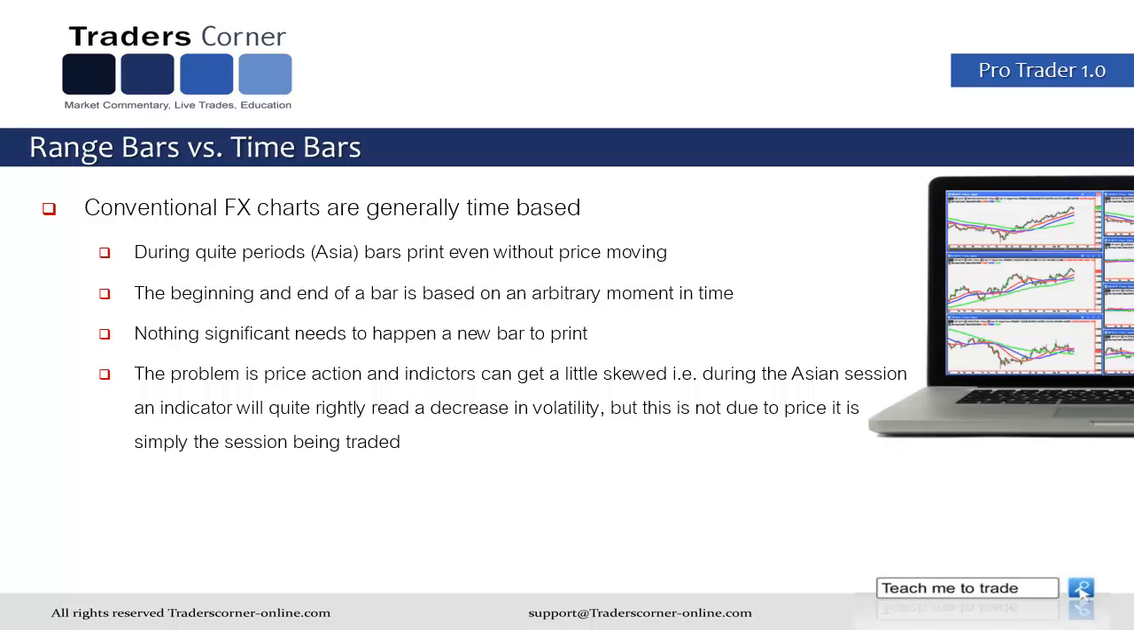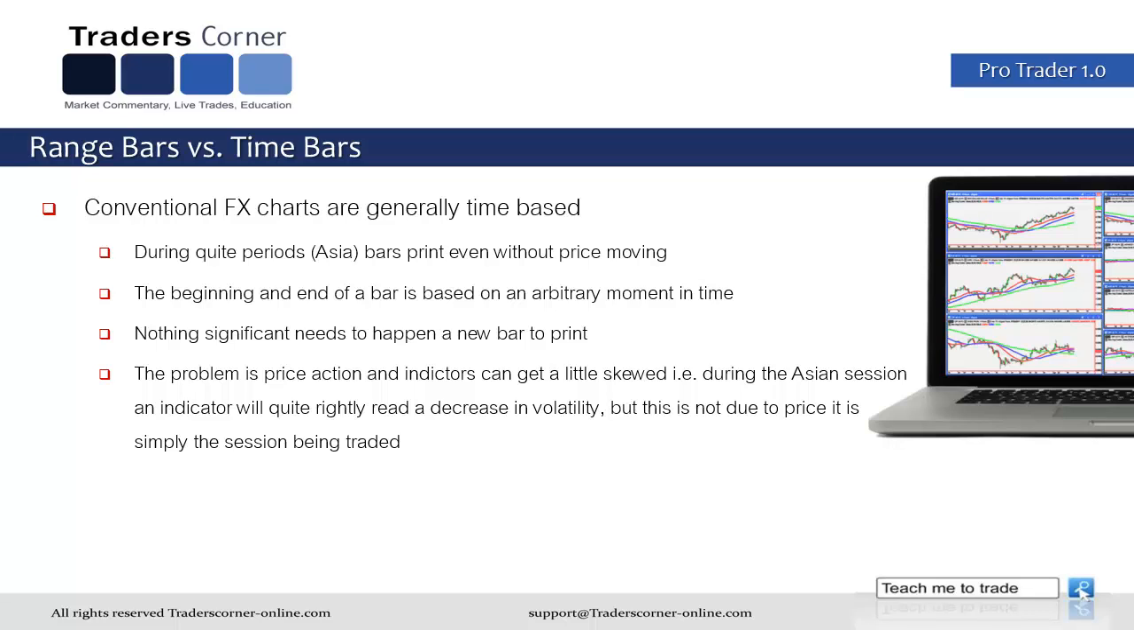Now, the problem for me with time-based charts is during quiet periods, so things like the Asian period, bars print for no reason whatsoever. Okay, the beginning and the end of the bar is based on an arbitrary moment in time. So in the Asian sessions when nothing is happening, you may get many bars printing just because, let's say for example, you're trading a 5-minute chart. Okay, now over an hour you can get what, 12 5-minute bars in an hour. Now think about that for a second. During the Asian session when nothing much is happening, you're going to get a number of price bars or price candles printing and nothing's happening on the chart.